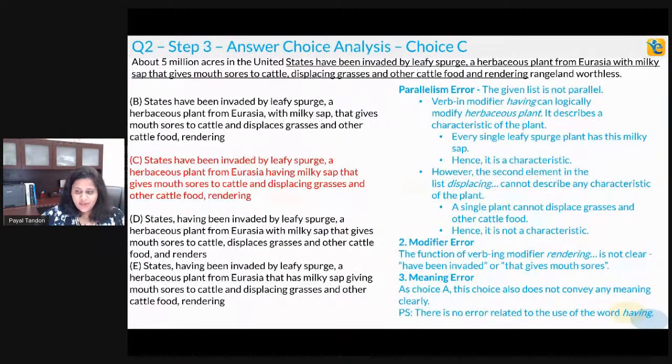So everyone understands that choice B is the correct one, right? Now let's take a look at choice C. Choice C has having milky sap, and there is nothing wrong with that. But here, the problem is that again you have the issue over here. Okay, let's see.